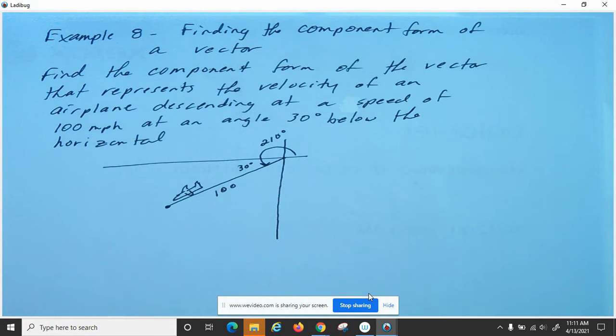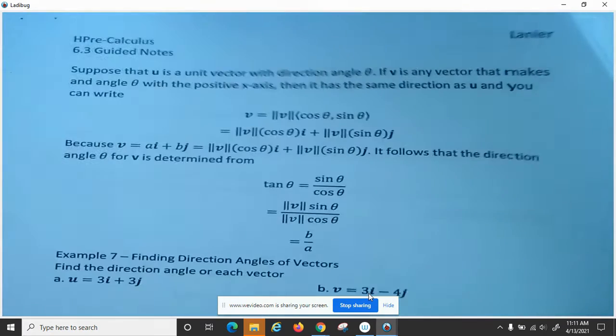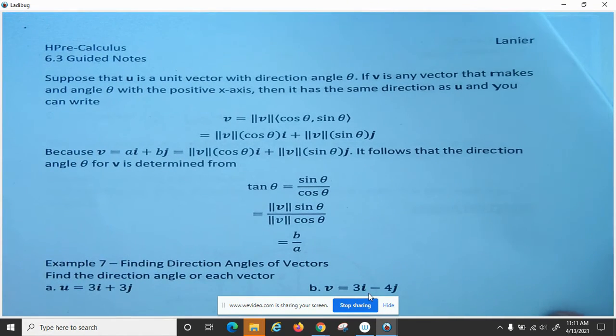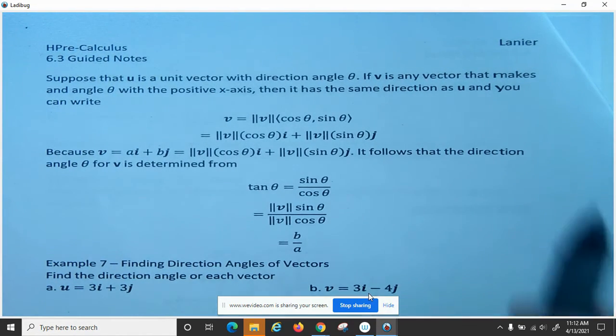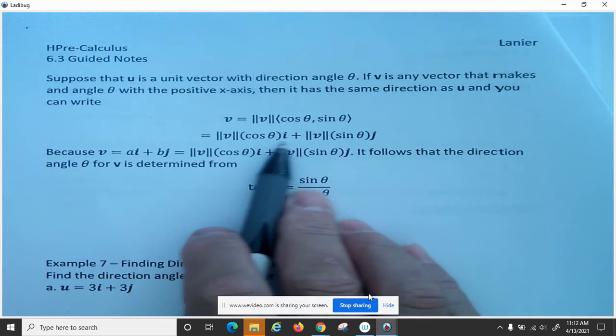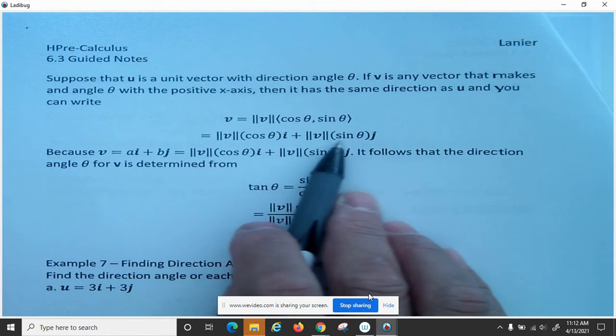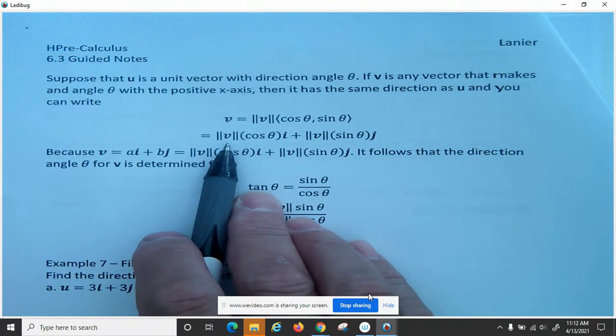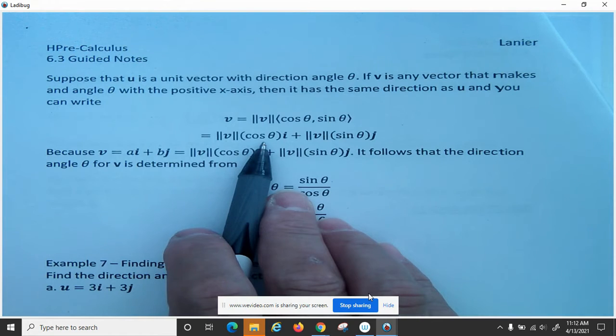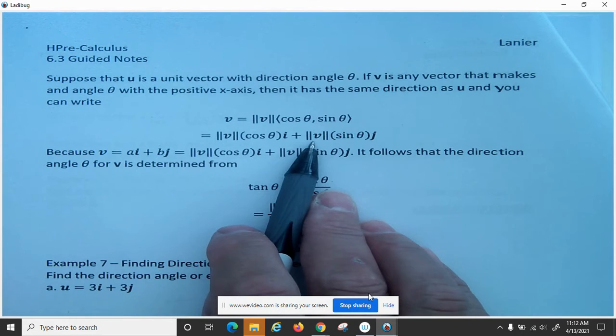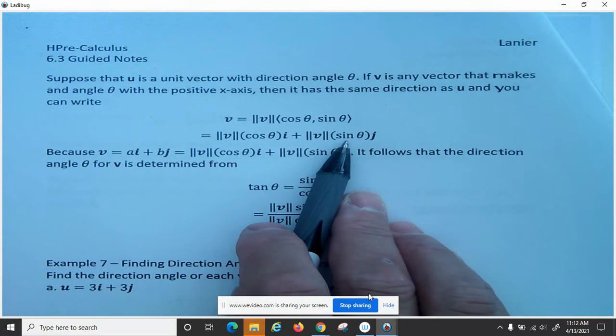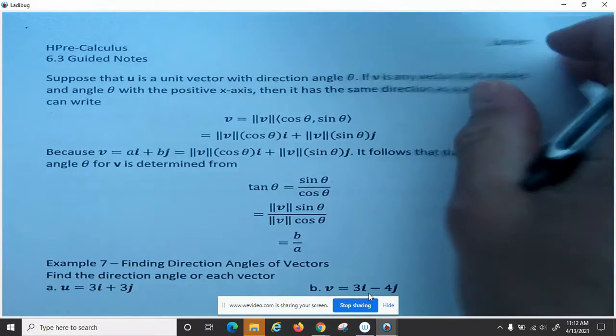All right, so I'm pulling from a formula that I have. This is from your guided notes, section 6.3 in your guided notes. It's near the end. And I'm using this formula right here. Okay, the magnitude times the cosine of the horizontal component plus the magnitude times the sine of the vertical component. Okay, so that's what I'm using.